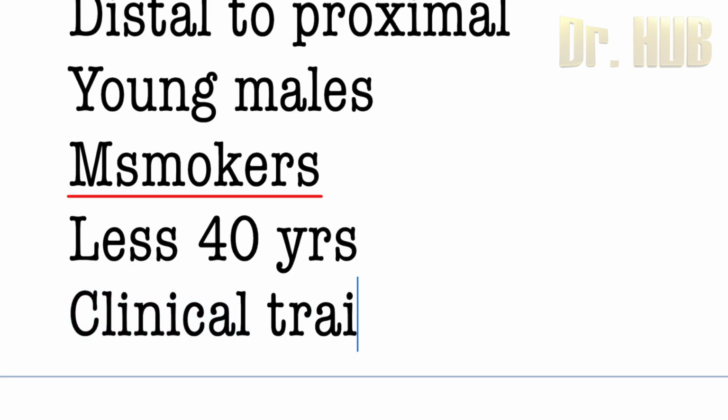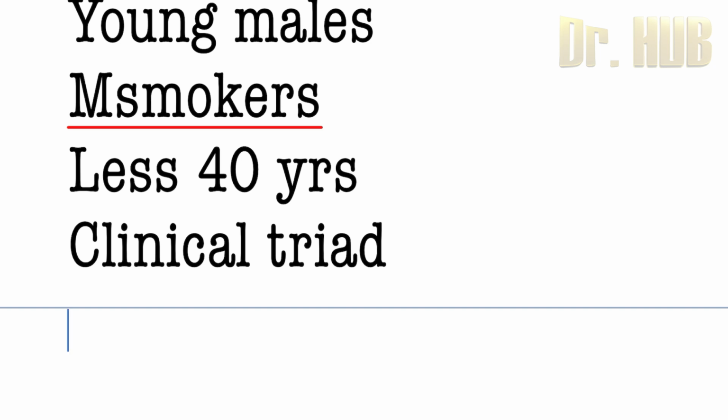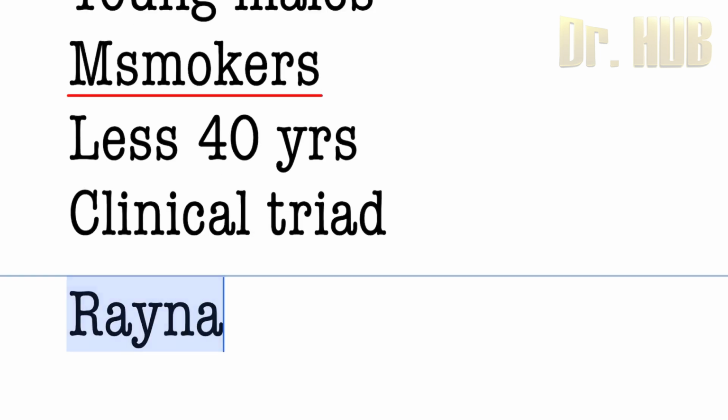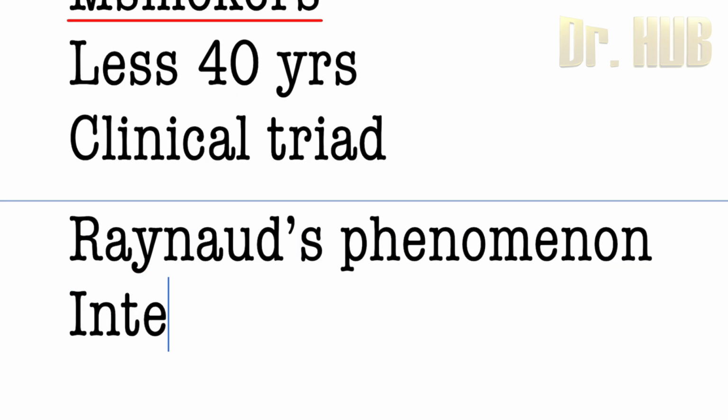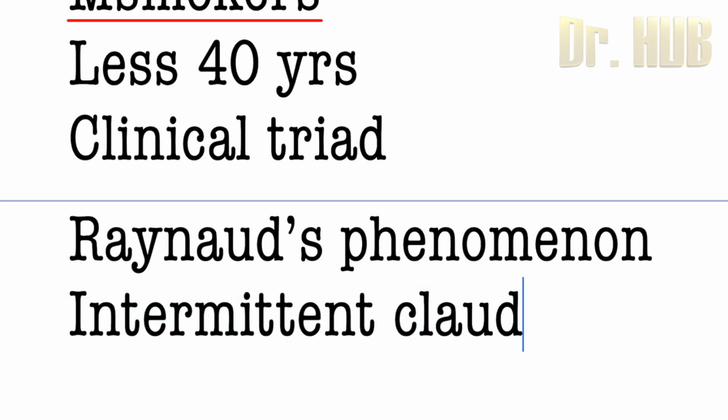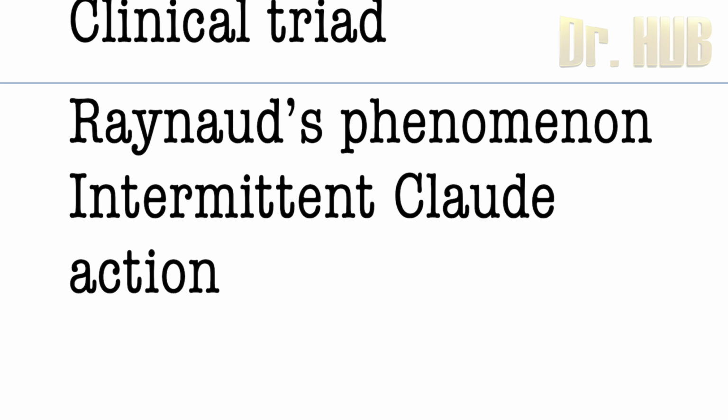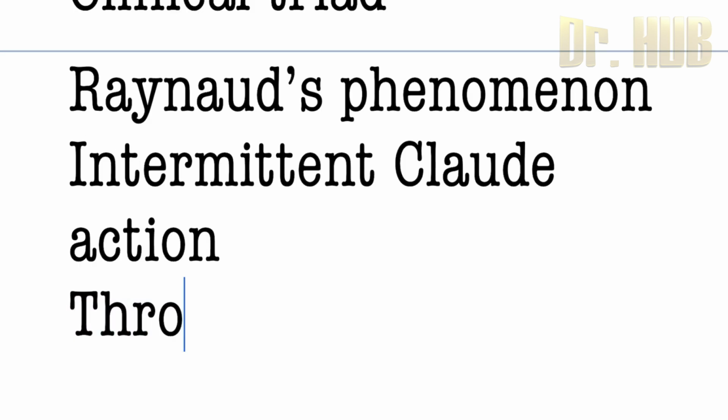Now what is the clinical triad? The clinical triad includes RIM: R for Raynaud's phenomenon, I for intermittent claudication, and M for migratory superficial thrombophlebitis.